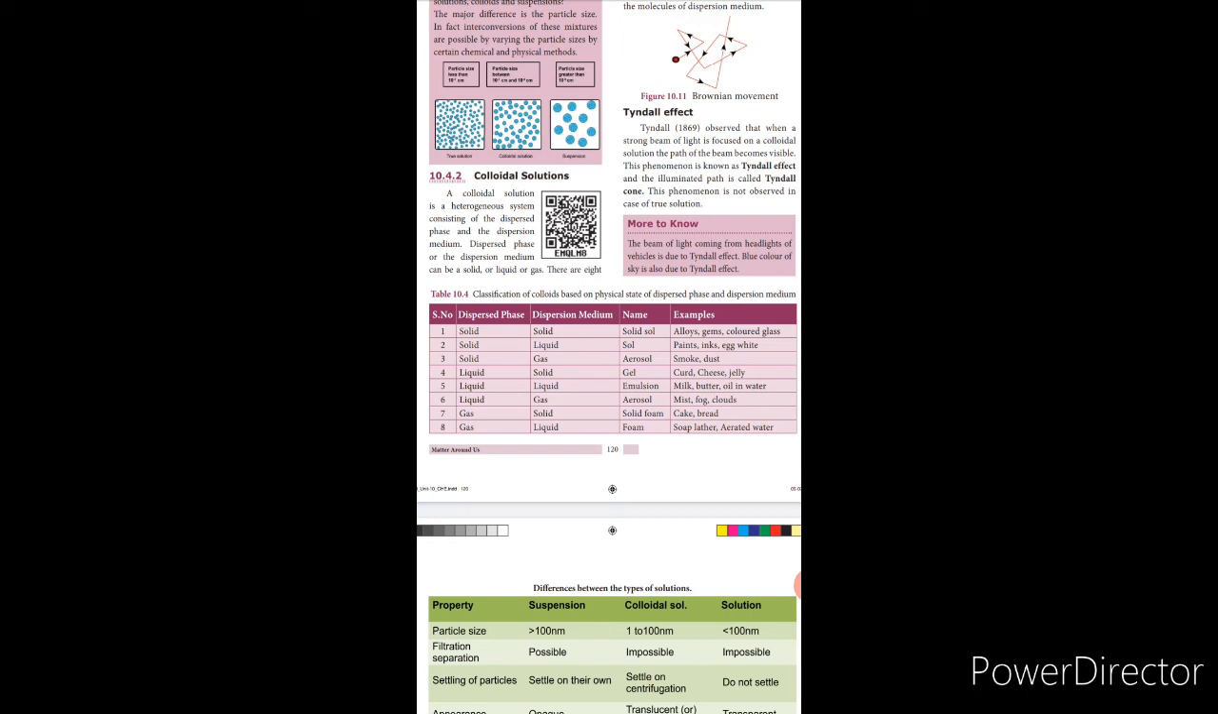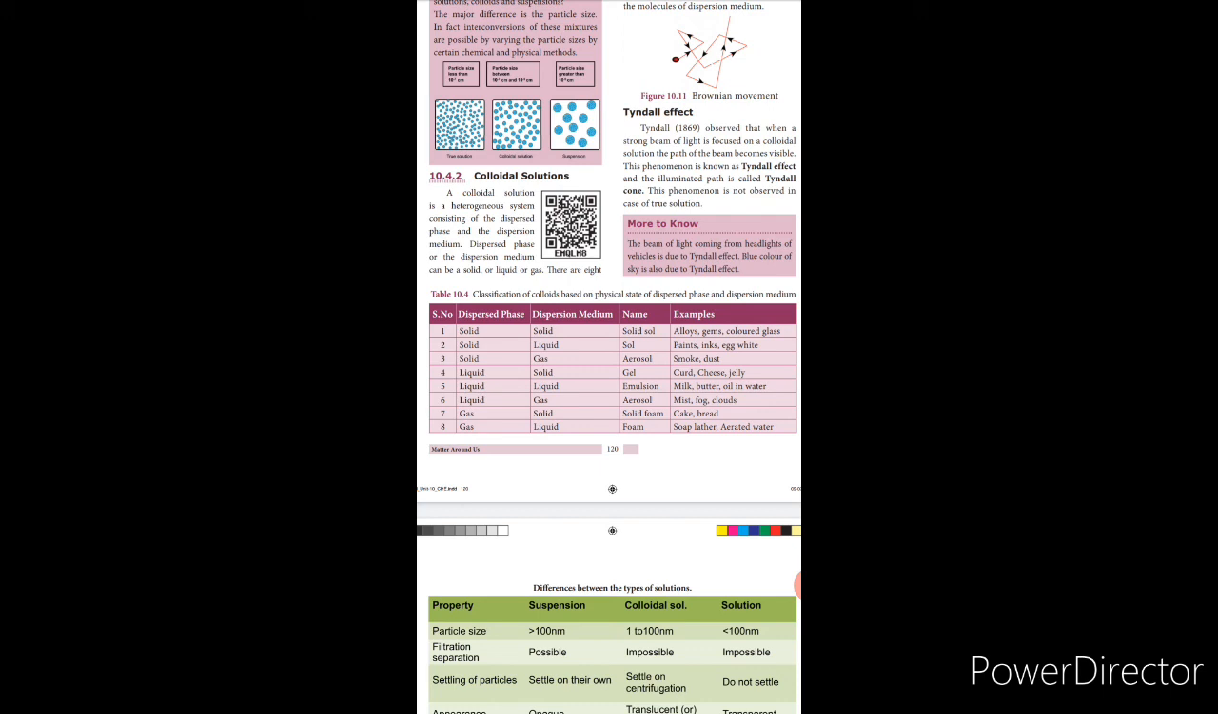Now see the first one. The solute that is added is a solid, and the dispersion medium is also a solid. The name given is solid sol. The example is alloy. Now, an alloy is a mixture of two or more metals, isn't it? Here one metal is mixed with the other. So the solute and the solvent are both solids.